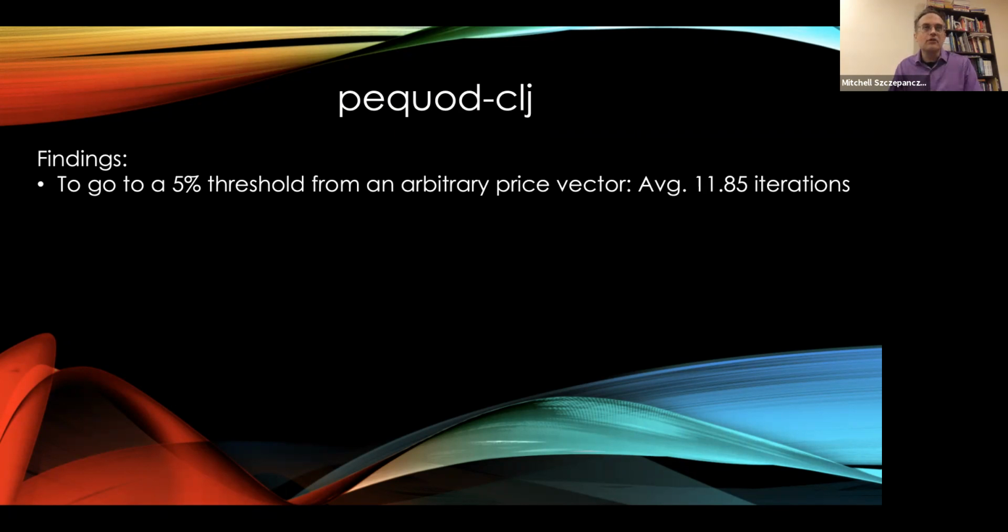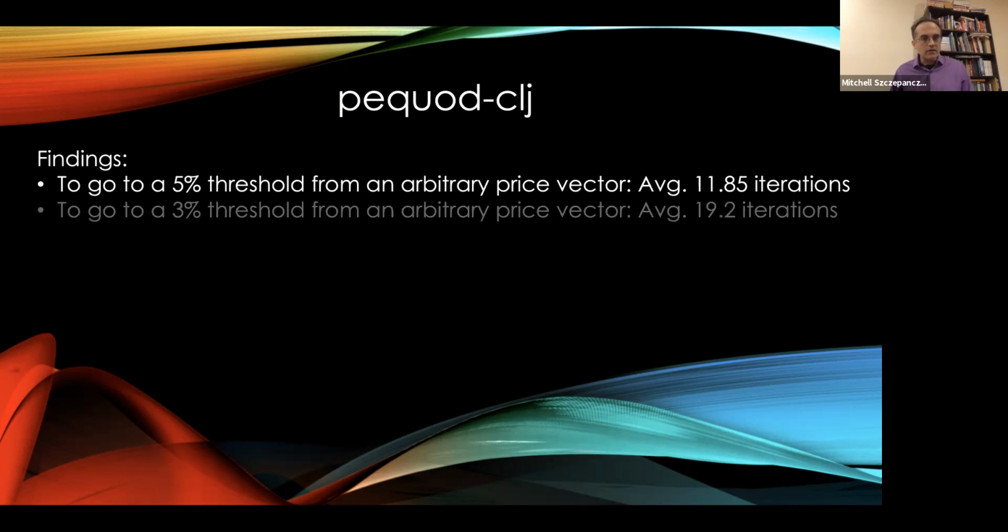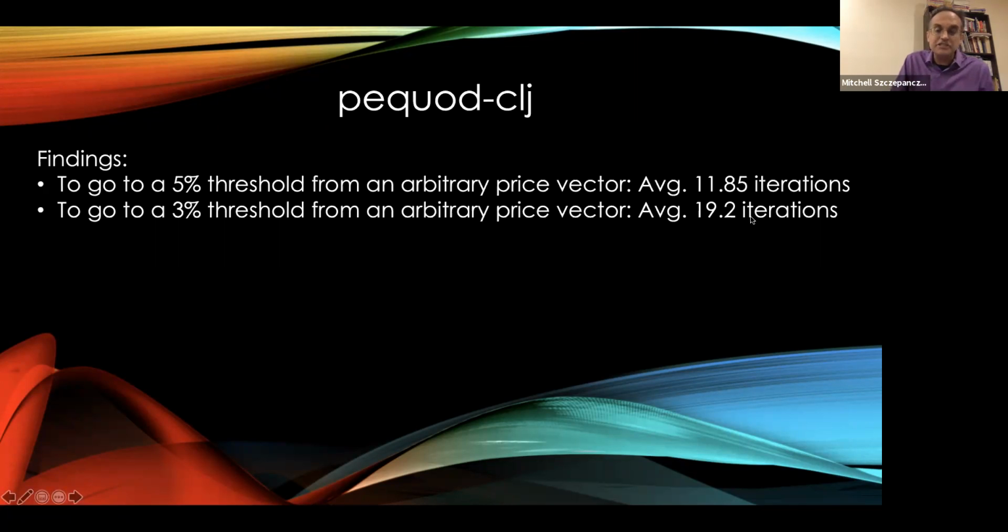This is the simulation for that year one that we saw in the P-Quad CLJS web app, getting to 12 iterations. Turns out that that averaged a little under 12 across all of those experiments. To go to a 3% threshold, that is, we want to go instead from arbitrary to blue instead of green, it took a noticeable number of iterations to do that, 19.2 on average.